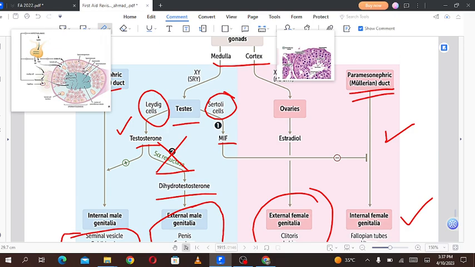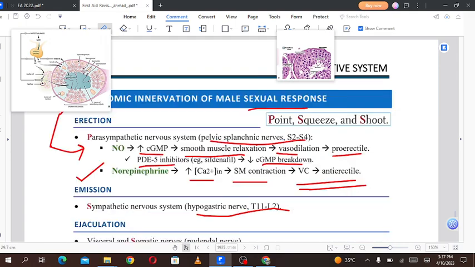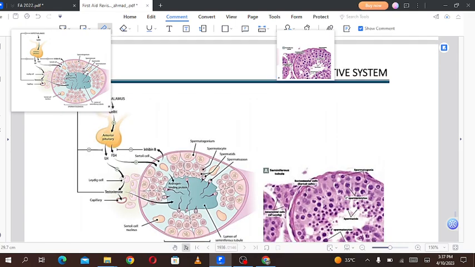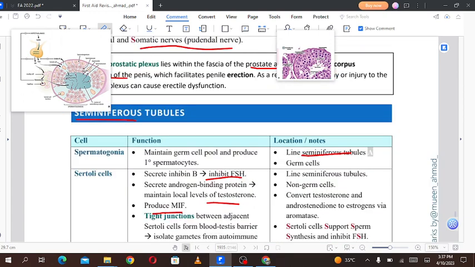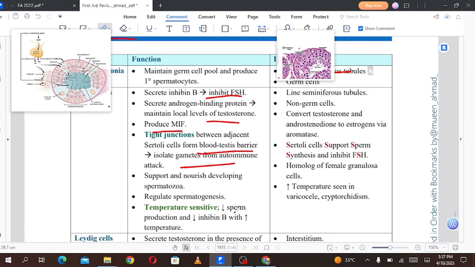So let's come back over here. We are talking about the Sertoli cell, which secretes inhibin B, which inhibits the FSH. On top of that, let's read the role. Tight junctions between adjacent Sertoli cells form the blood testis barrier, isolate gametes from autoimmune attack, and support and nourish the developing spermatozoa. They regulate spermatogenesis and are temperature sensitive: whenever there is increased temperature, sperm production is decreased and inhibin B production is also decreased.